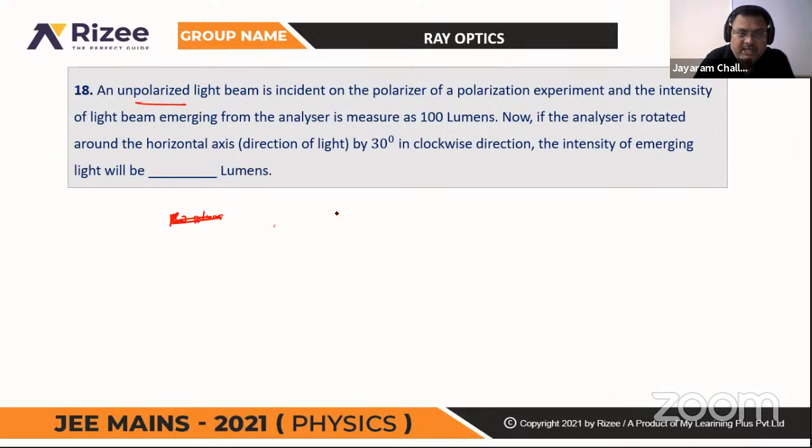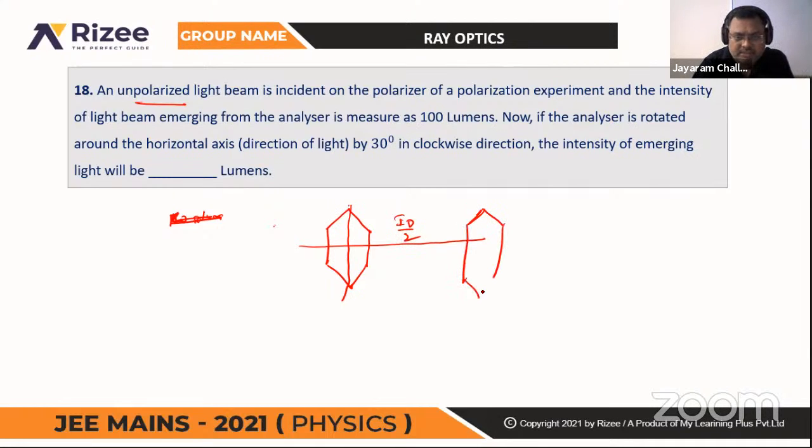So unpolarized light is incident. First, what is happening? Let this be your polarizer. On this polarizer, light is incident, so immediately it comes out as I naught by 2. Again, it is falling on the other polarizer, which is at the same angle. Then how much will come out in this case also? I naught by 2 only. And I naught by 2 is given as 100 lumen.